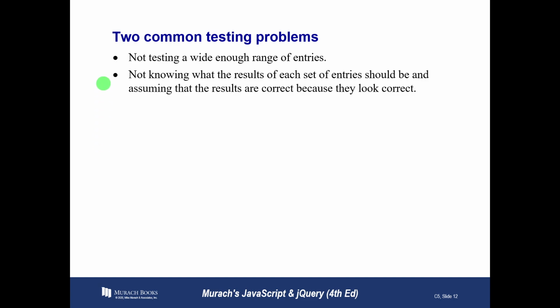Two of the biggest problems with testing is not testing with a wide enough range of entries. Try to break your application. The second part that I see a lot of people having a problem with is not knowing what the results should be. Okay? If I stick in this invalid number, what should happen? And does it happen when that invalid number goes in there? You always need to be anticipating and trying to understand what should be happening in your code. That's part of the troubleshooting, is knowing what you're expecting and did you get what you expected.